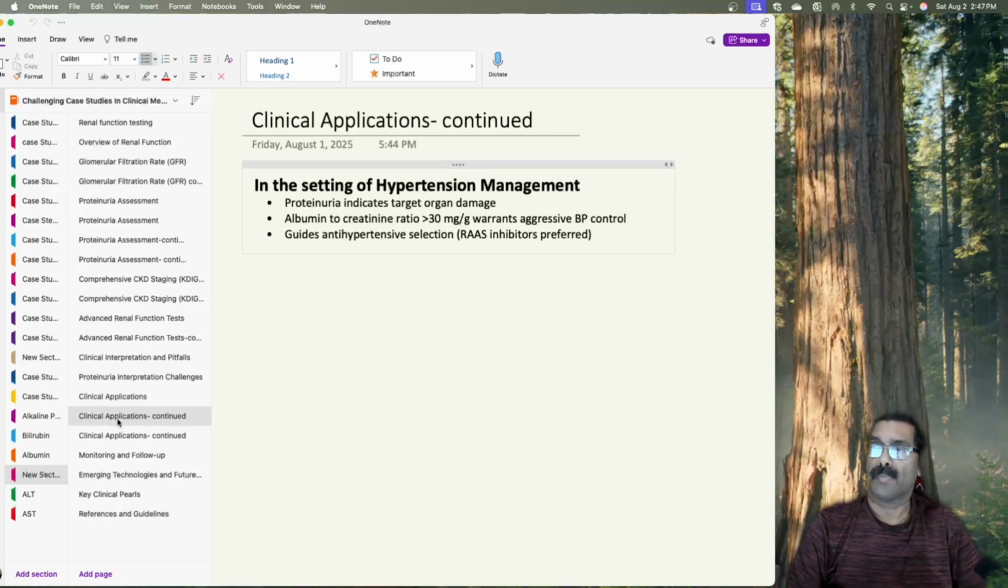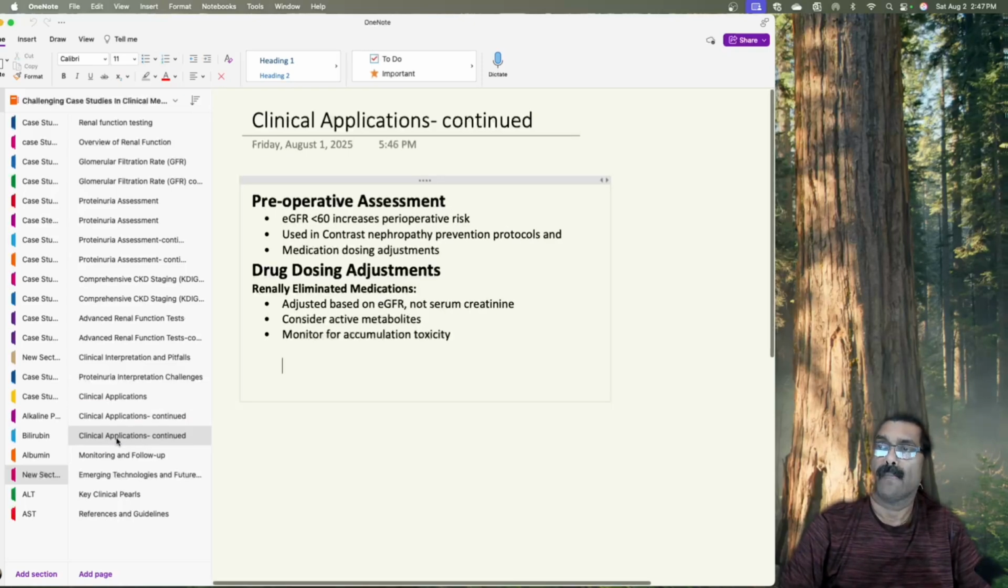In the setting of hypertension management, proteinuria indicates target organ damage. Albumin to creatinine ratio more than 30 mg per gram warrants aggressive BP control, guides antihypertensive medications. RAS inhibitors are preferred. Preoperative assessment. eGFR less than 60 increases perioperative risk, used in contrast nephropathy prevention protocols and medication dosing adjustments.